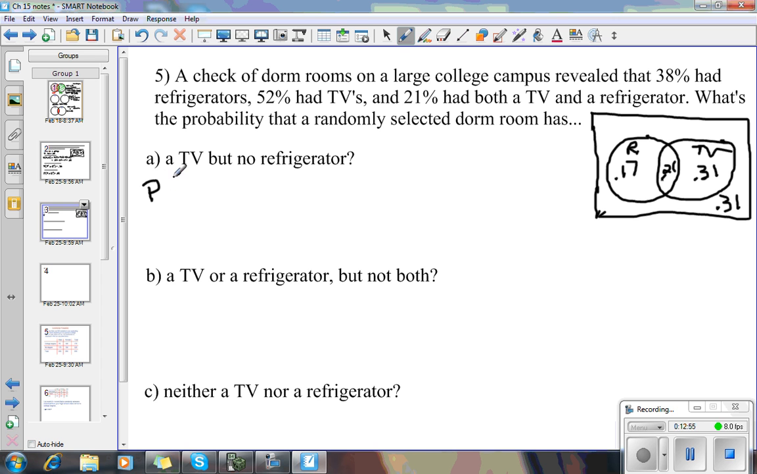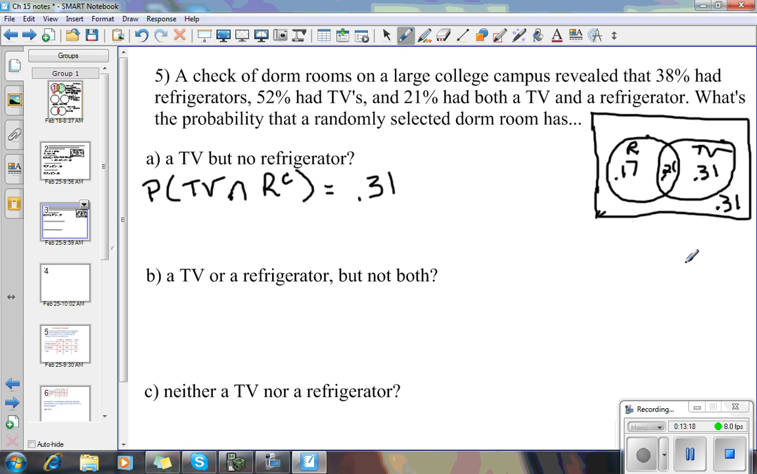Okay, so now we want the probability of a TV but no refrigerator. So we have a TV but no refrigerator. So this is a lot like the problem we just did. We're in the TV circle. We exclude the refrigerator portion. We get 0.31.